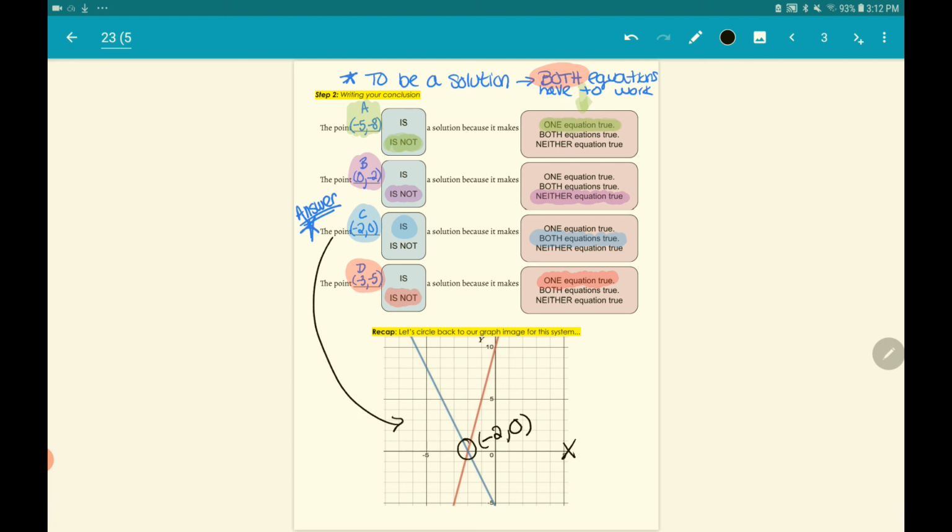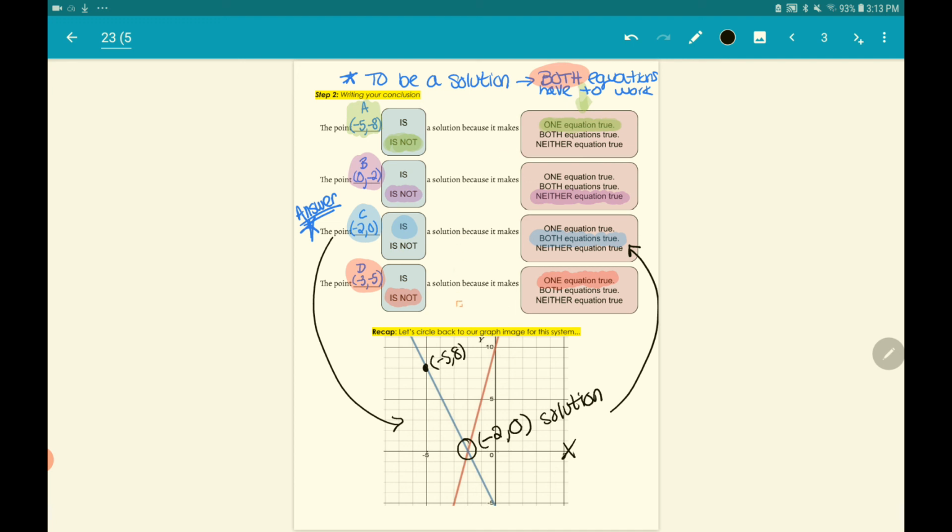All right, let's see where those other points fall. So this is my solution because that's where they intersect. And remember, it's because both equations are true. So let's see where the other ones fall. So -5, 8 is here. And we saw up here that it only made one equation true. And we see that that's the case here because it's only on one line.